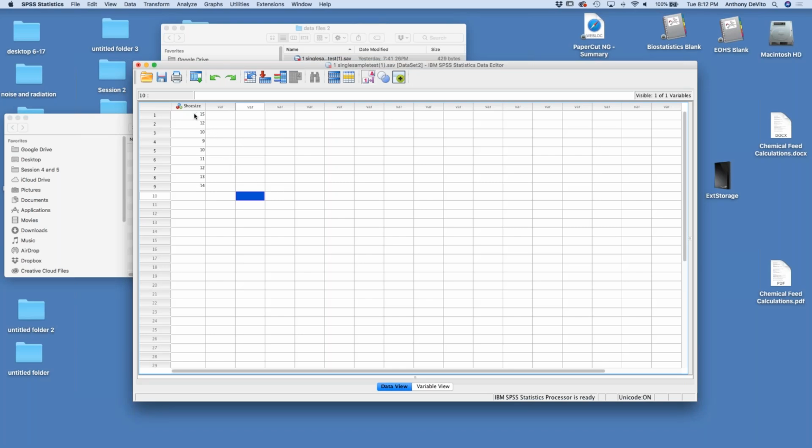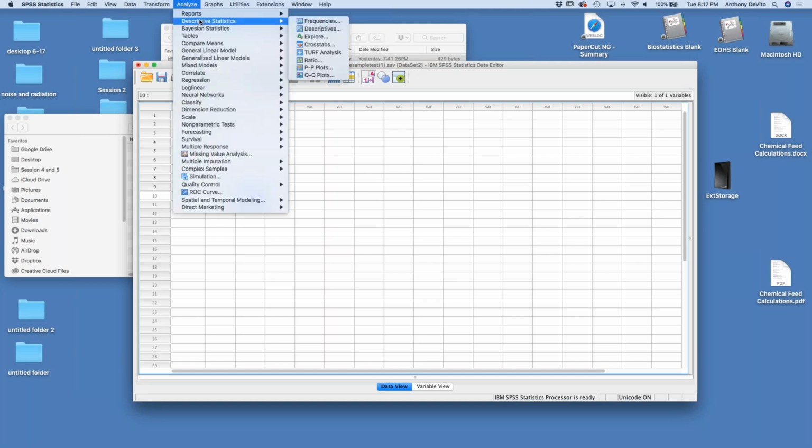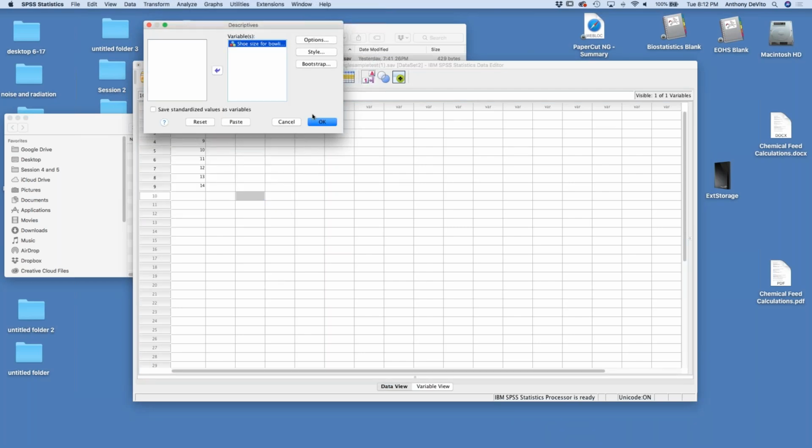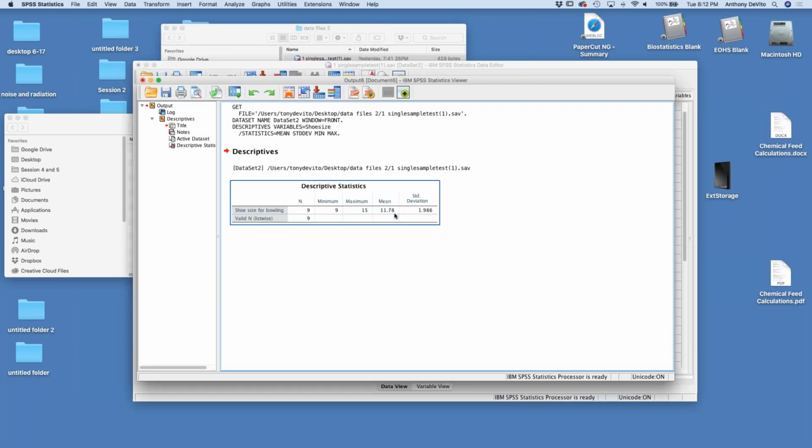I'm going to take the shoe size for basketball players, and I'm going to say analyze, descriptive statistics, descriptives, and I'm going to move that in here, and I'm going to ask it to tell me the average shoe size for basketball players. And it turns out the average shoe size is around 12, it's 11.78 for our sample. I don't know what the mean is for the entire population in the NBA, but I know my random sample of 9 basketball players happens to be a little under 12 inches.